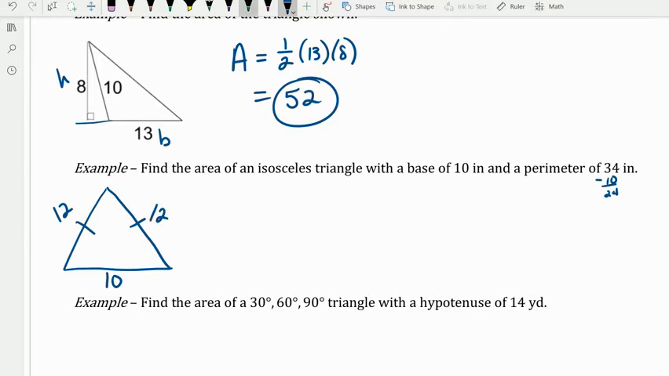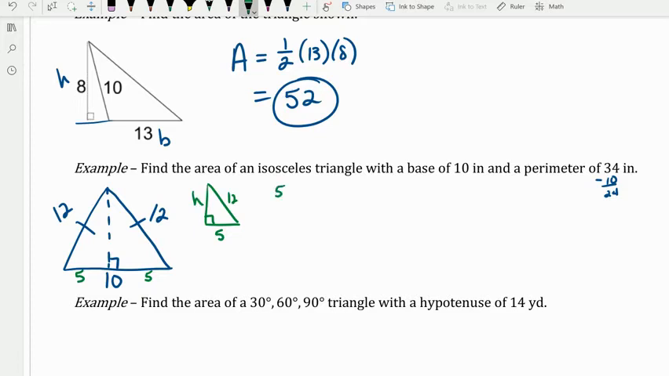Now again, I need a height of my triangle, but I've got to make it a perpendicular height. So I'm going to draw in that altitude. With an isosceles triangle, when I draw in that altitude, that splits our base in half, or it bisects that bottom segment. So that means these are each 5. So now I've got a right triangle that I can solve here, where this is 5, this is 12, and we're looking for this other side, because that'll be our height. So we can call that H.